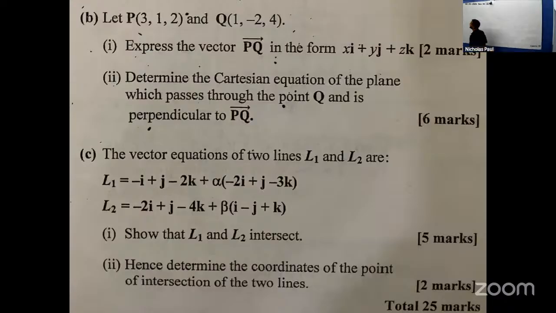Right, let's see what we have here. Right, how are we getting PQ exactly? PQ is what? P to O plus O to Q. So that's minus 3, minus 1, minus 2. So we end up with what? Minus 2, minus 3, 2.